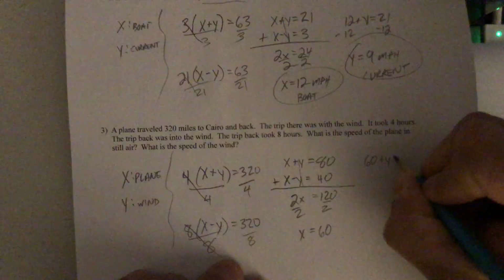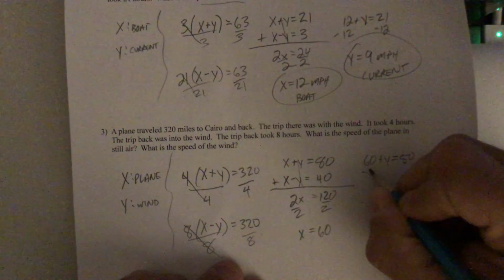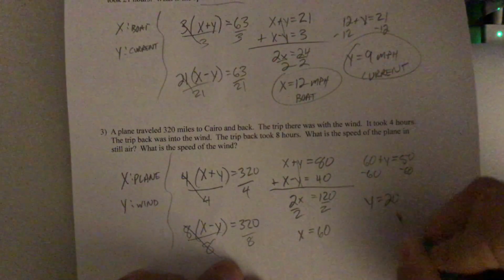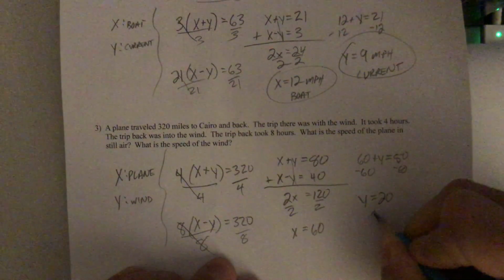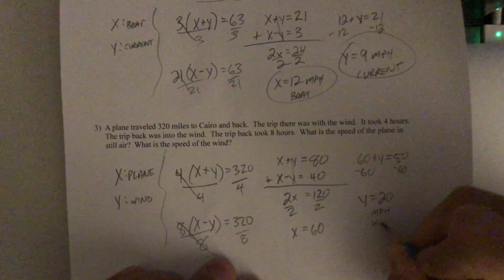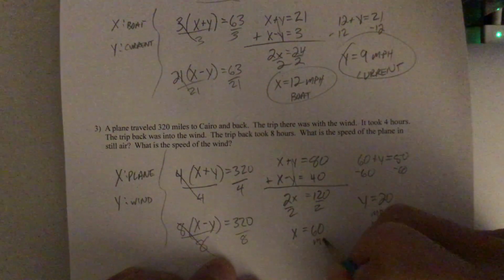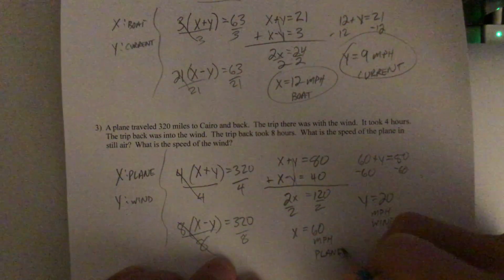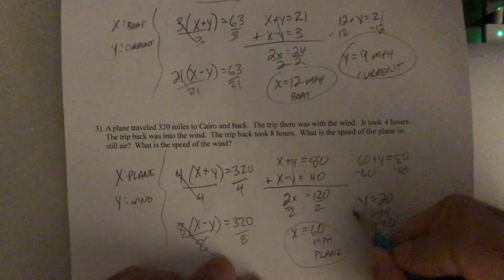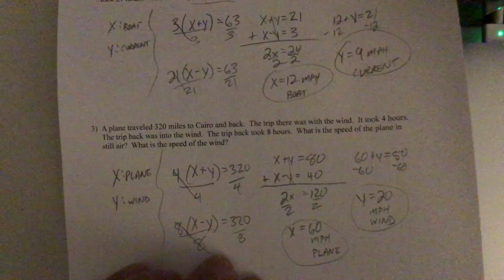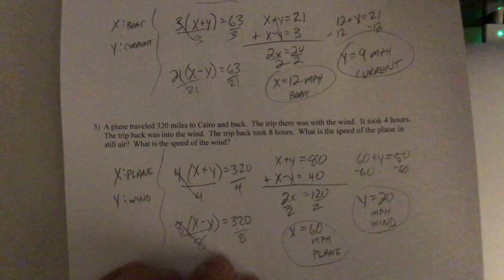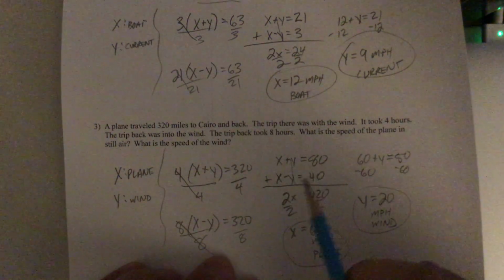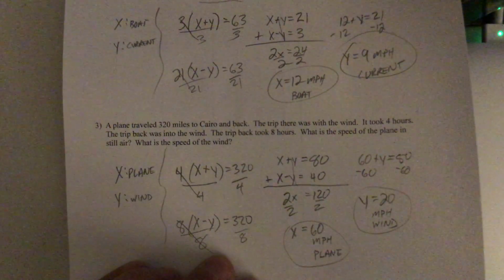Okay. Well, if x is 60, let's plug that in. 60 plus y equals 80. Subtract 60 from both sides. Y equals 20. Specifically, miles per hour, and that was our wind. Oh, and almost forgot my label. Miles per hour, and that was our plane. Now, hopefully the plane's going faster than 60 miles per hour. Otherwise, it wouldn't be in the air. That's a whole nother issue for a whole nother time. You can double check your work. 60 plus 20, 80, 60 minus 20, 40. Good to go.